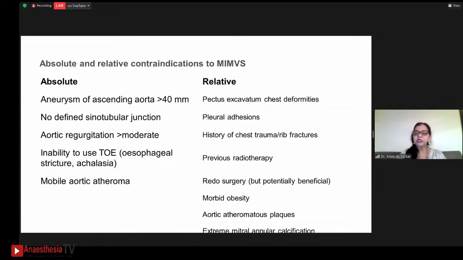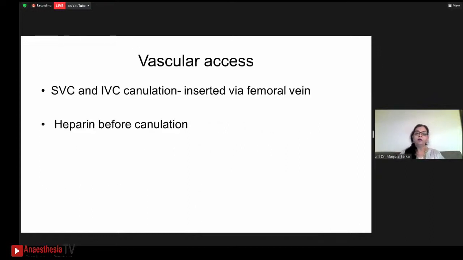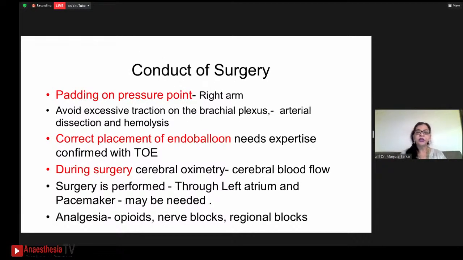Pleural adhesions, history of chest trauma, rib fractures, previous radiotherapy, redo surgeries, morbid obesity, aortic atheromatous plaque, extreme mitral annular calcification. Vascular access to be taken, SVC and IVC cannulation inserted by a femoral vein, heparin before cannulation. Conduct of surgery, you have to keep these points in your mind. Padding on pressure points is a must.